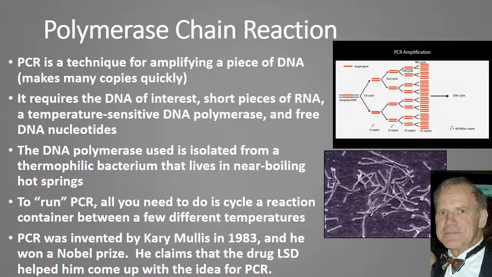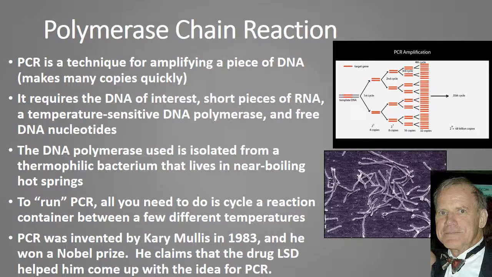And it's really simple once you have the starting material. So you need the piece of DNA of interest, and you need RNA primers, so short pieces of RNA. And then you need an enzyme to make more DNA, and that enzyme's DNA polymerase. But it's not just any DNA polymerase. It's a certain kind called Taq polymerase that comes from the bacteria that you see here. The DNA polymerase is extracted from these bacteria that are thermophilic, and they live in hot springs. Well, their DNA polymerase survives really, really high temperatures.